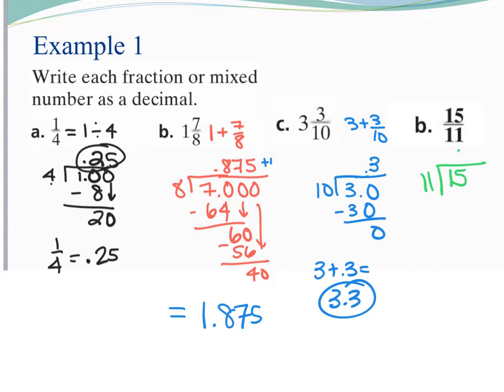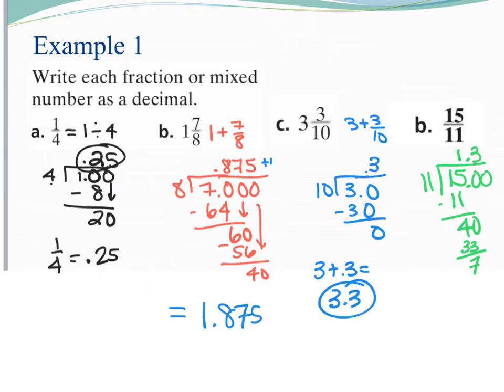11 will go into 15 one time. So I subtract that, I get 4. Now 11 can't go into 4, but if I put in a decimal place, I can place a 0. 11 will go into 40 3 times. When I multiply 11 and 3, I get 33. And when I subtract these, I get 7.